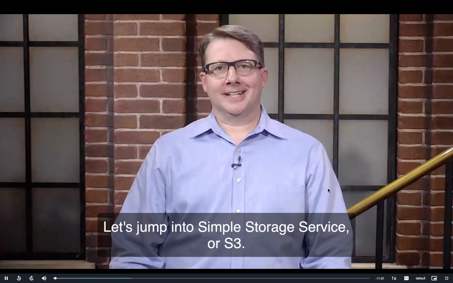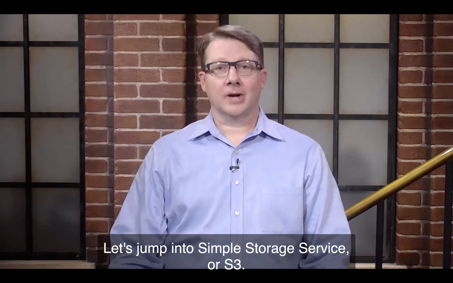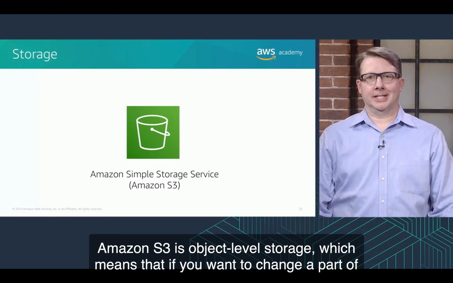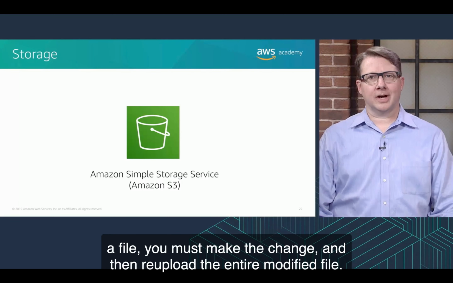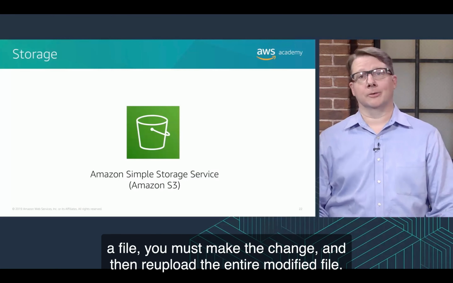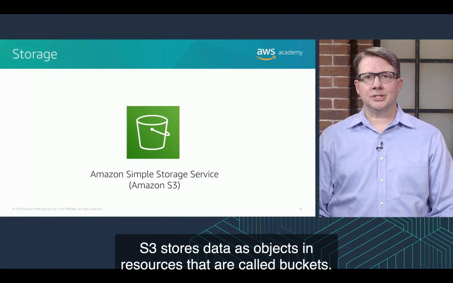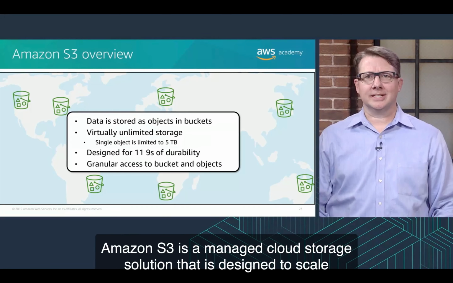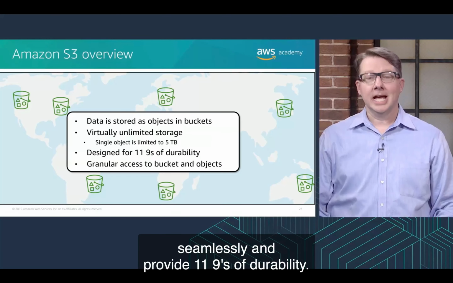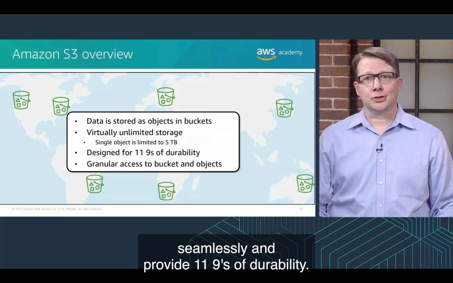Let's jump into Simple Storage Service, or S3. Amazon S3 is object-level storage, which means that if you want to change a part of a file, you must make the change and then re-upload the entire modified file. S3 stores data as objects in resources that are called buckets. Amazon S3 is a managed cloud storage solution that is designed to scale seamlessly and provide 11 nines of durability.